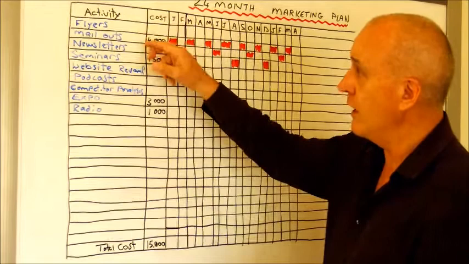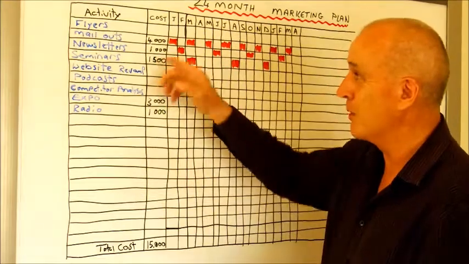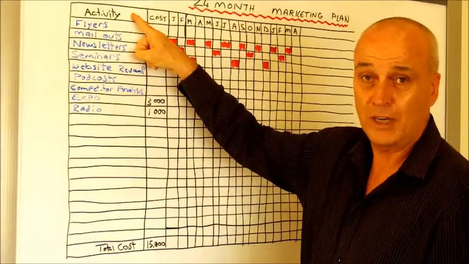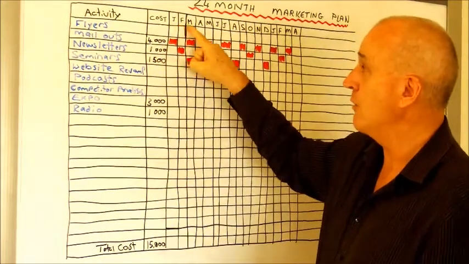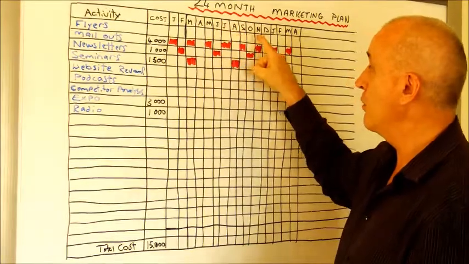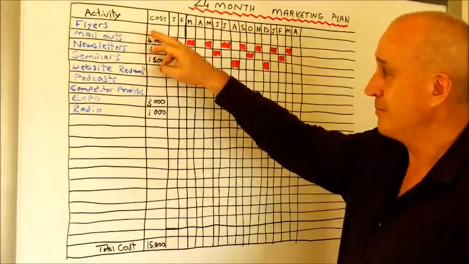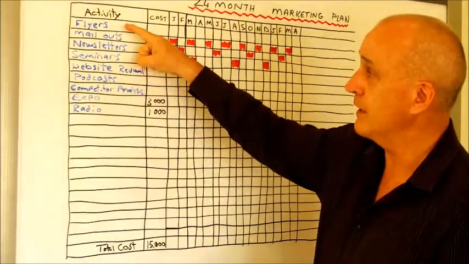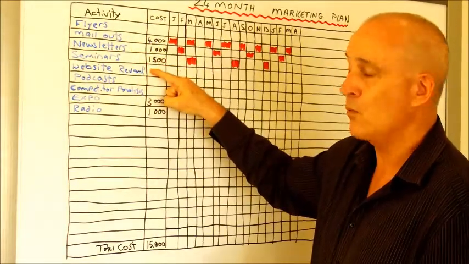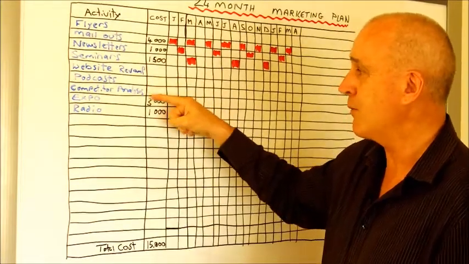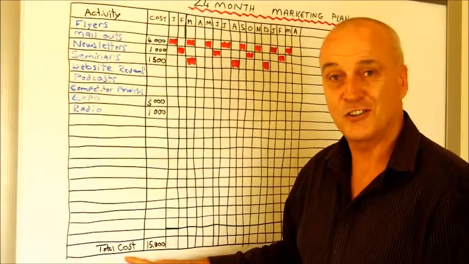So on the left-hand side, and this has been cut short just for not being able to fit the whole 24 months on the board, we've got down here a heading called activity. We've got a column for costs. And then we go through January, February, March, April, May, June, July, August, September, October, November, December, January, February, March, and so on. Then down here, we just quickly look at these things here. We go flyers, mail outs, newsletters, seminars, website revamp, podcast, competitor analysis, expos, radio, and then there's a load of blank lines, and then down the bottom it just says total cost.